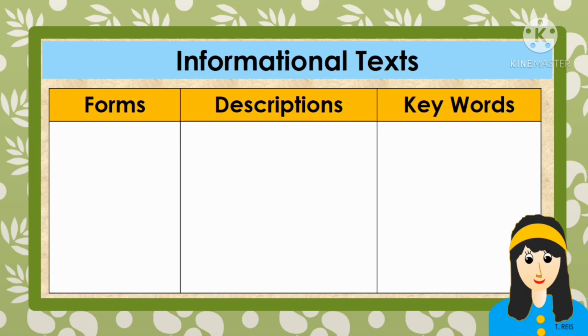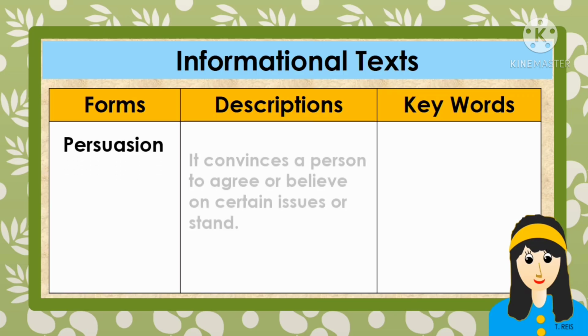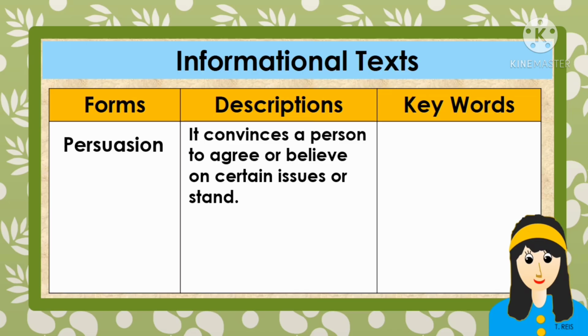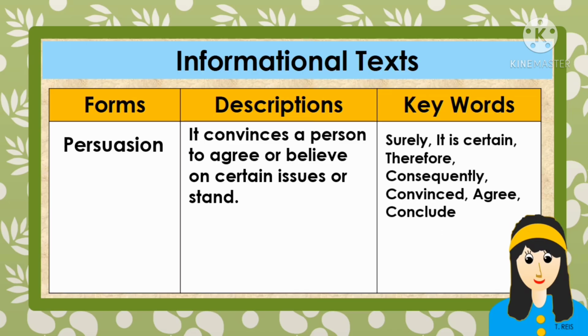And the last one is persuasion. Let us describe what is persuasion. It convinces a person to agree or believe in a certain issue or stand. Here are the keywords: surely, it is certain, therefore, consequently, convinced, agree, and conclude. Those are the keywords for persuasion.